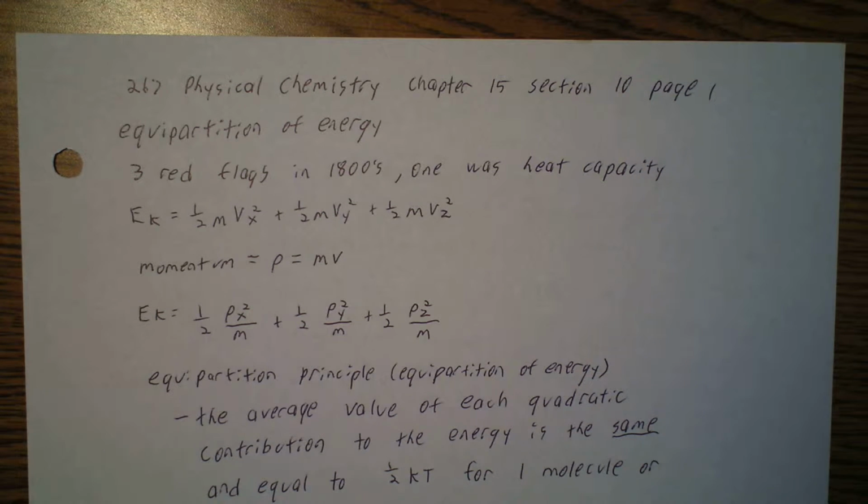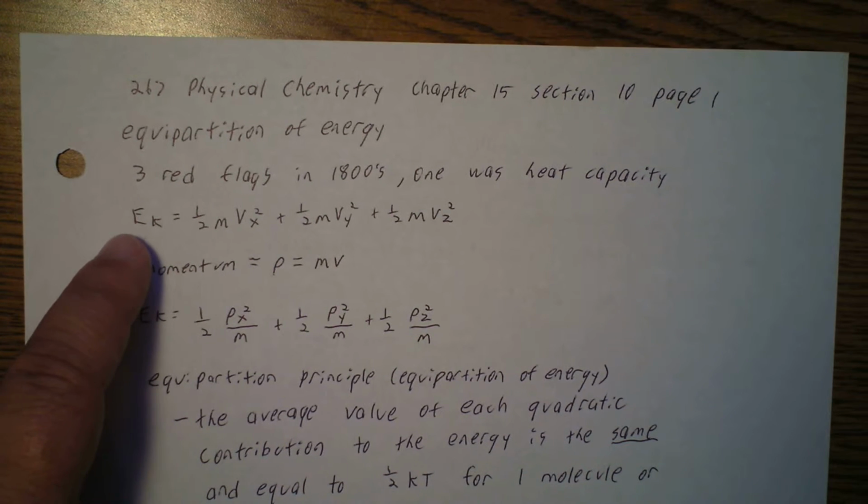Continue on physical chemistry, chapter 15, we're at section 10 now. We're going to talk about equipartition of energy. Now there were three red flags in the 1800s that classical mechanics wasn't quite right. And one of these was heat capacity.